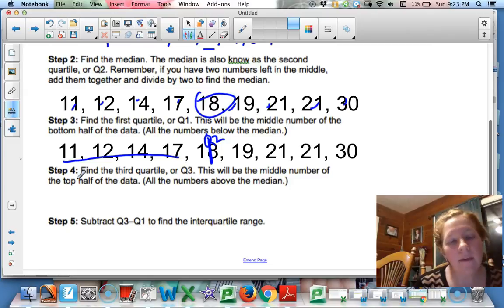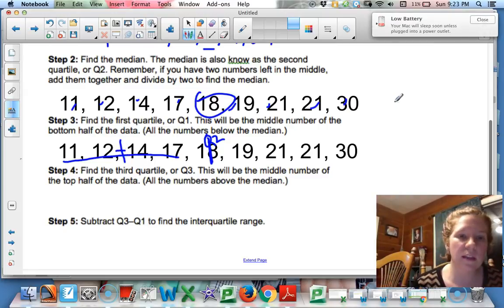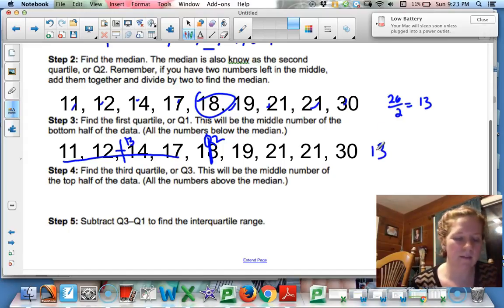This bottom half here though, I'm going to find the median of it, which is going to be right here between this 12 and 14. So 12 plus 14 then is 26, and 26 divided by 2 is 13. So my Q1 is going to be 13. So we're going to write that right there.